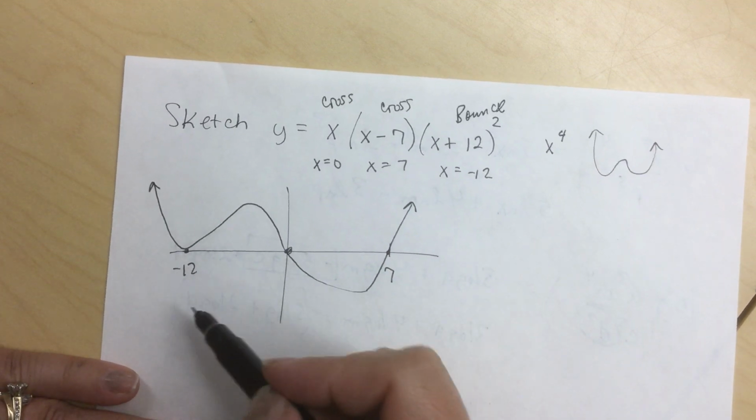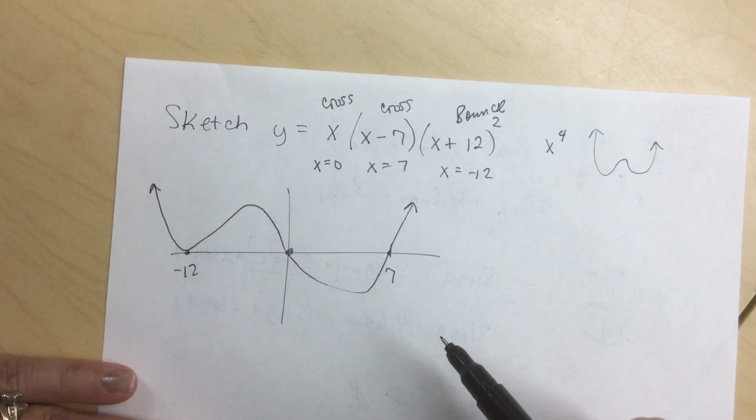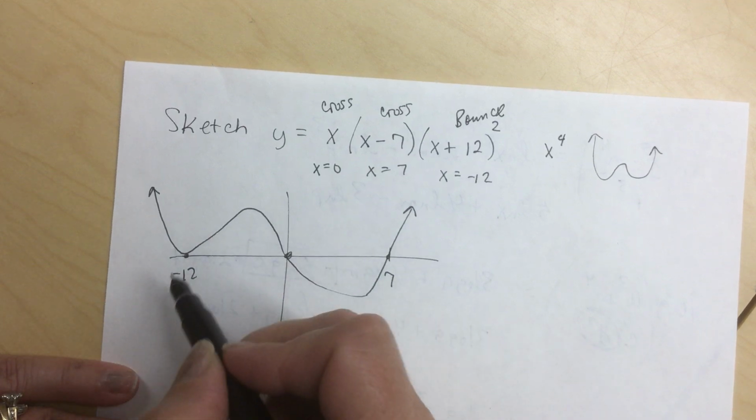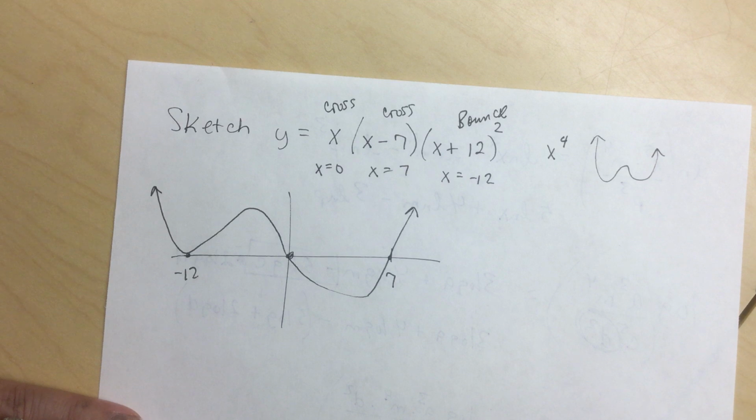You don't know exactly how high it goes. You don't have to worry about that. You just have to show me that it crosses at 0 and 7 and bounces at negative 12.